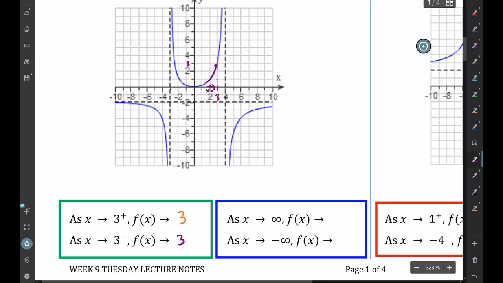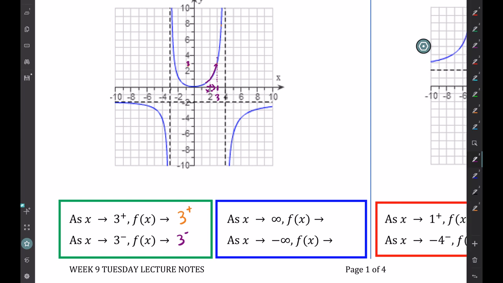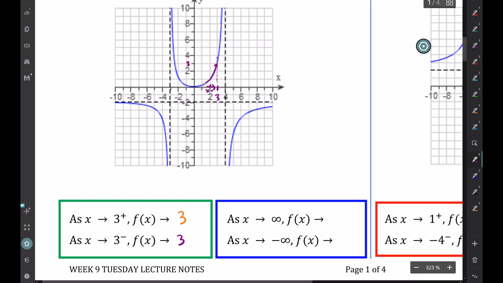If you wanted to be a little more specific, you could say that in each of these cases f of x is approaching 3 from above and from below. But you don't have to. I usually just say that it would be approaching 3.